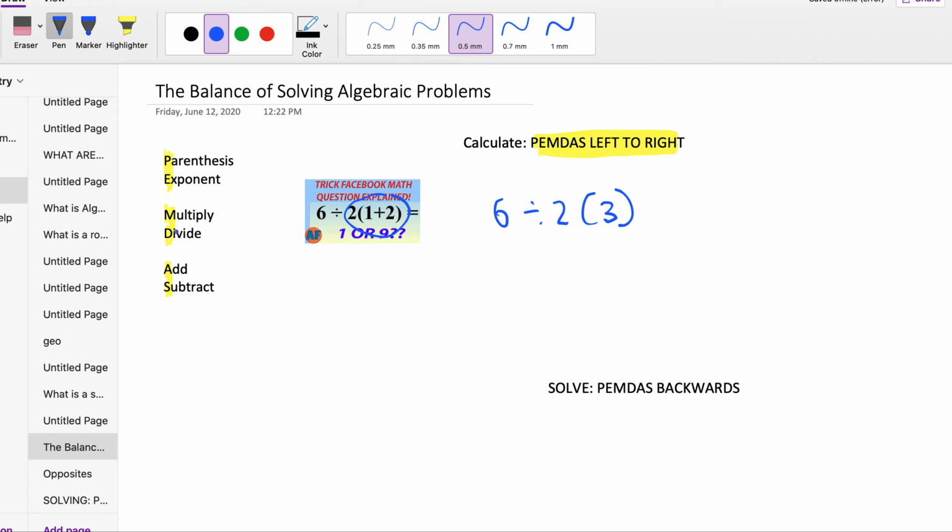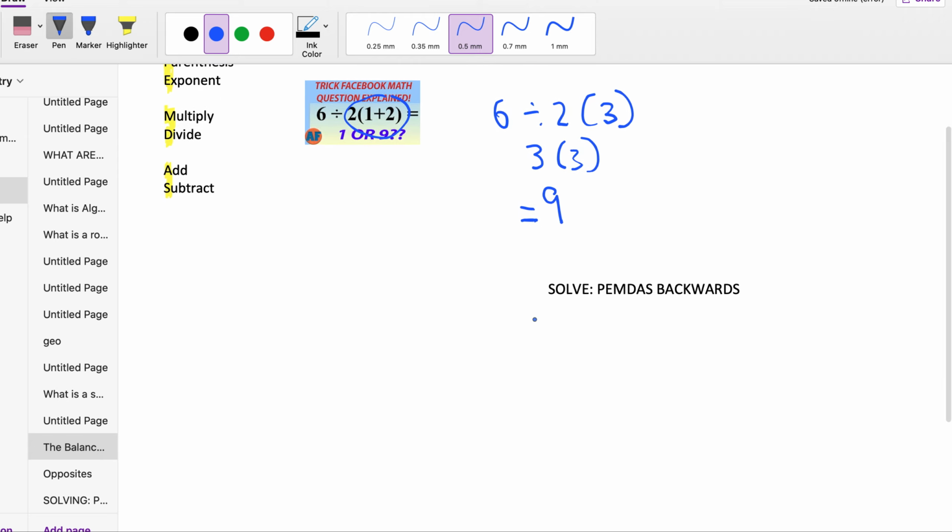Then we look to see if there's any multiplying or dividing. And there's a division here, so I'll do that next, from left to right. So we see there's dividing and multiplying. We follow the rule from left to right, so we would do the division first. 6 divided by 2 is 3, and then now we have a multiplication. We do 3 times 3 is 9. So when we're doing PEMDAS, we use it to calculate and get the right answer when we have only numbers. When we're going to be solving, we're going to be using PEMDAS, but we're going to do it backwards. We're going to do adding and subtracting, then multiplying, dividing, then parentheses and exponents.